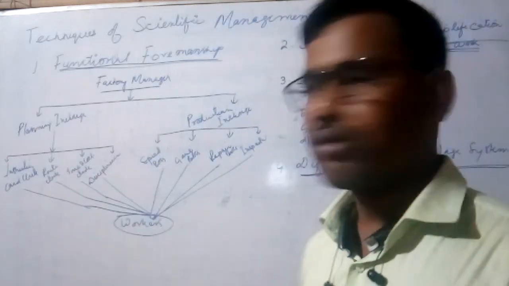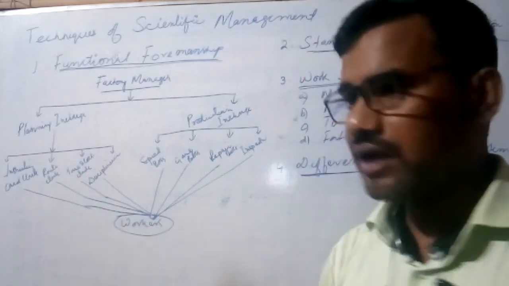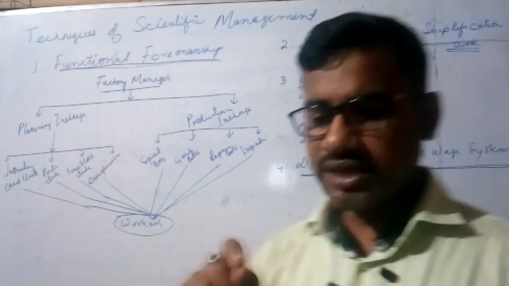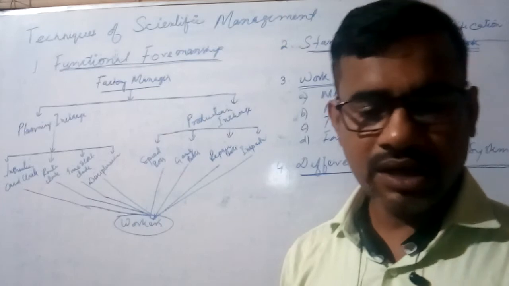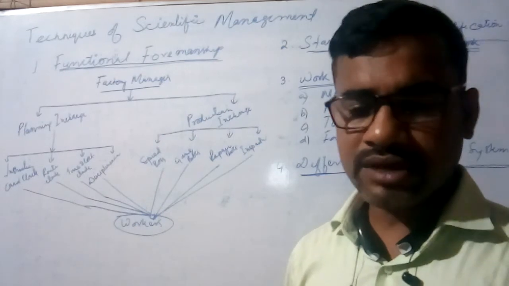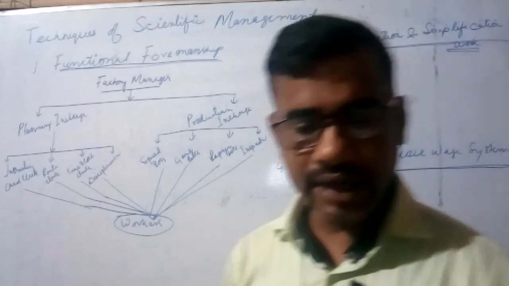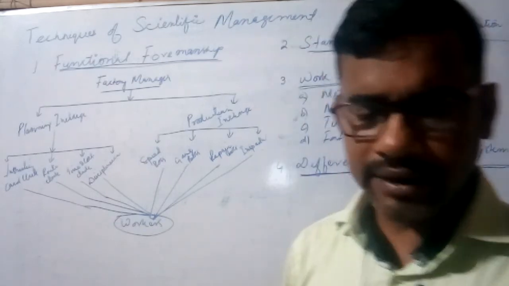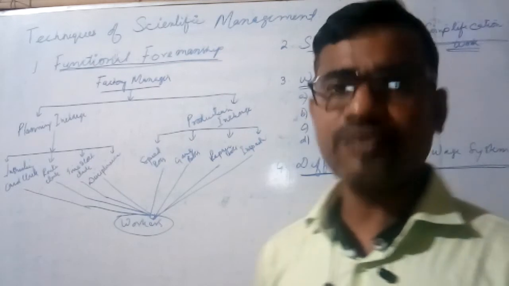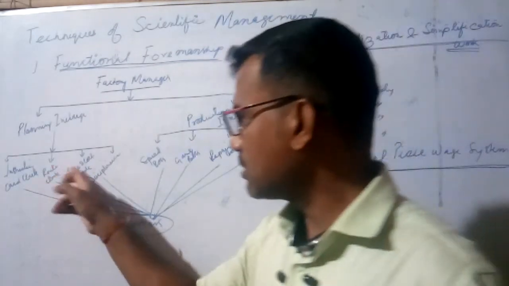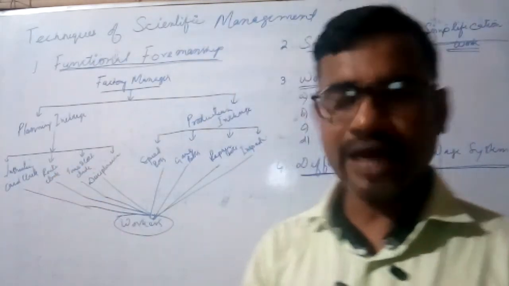Number three is the time and cost clerk. What is this third clerk's work? He is to see the time as well as the cost. The time and cost clerk fixes, for example, the time for starting and completing the work, and prepares the cost for that particular work. So this third person will look after the time and cost.